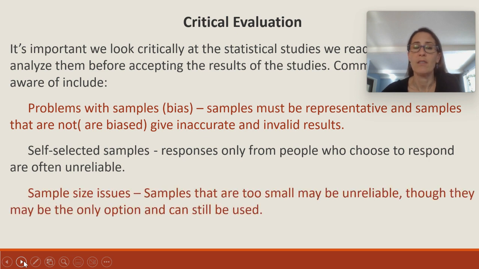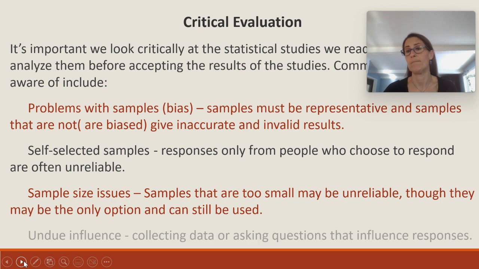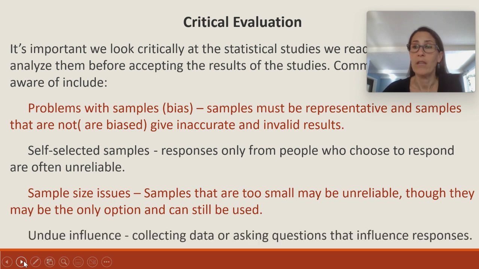Sample size issues: samples that are too small may be unreliable, though they may be the only option and you can still use them. You just have to consider that when that's your situation. Undue influence is collecting data or asking questions that influence responses. Like, don't you think that this is a good choice? That's leading people into answering in a specific way.